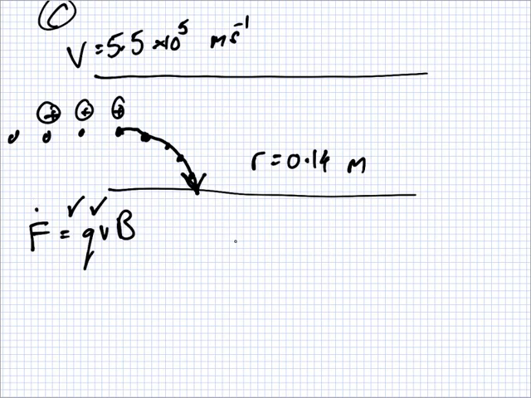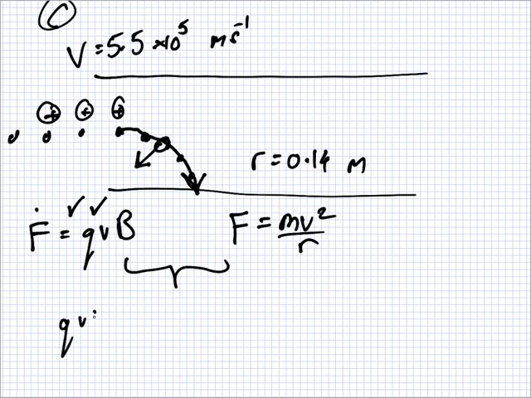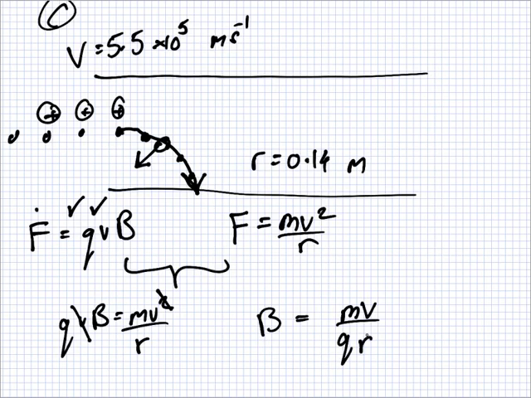What formula could I use to get the F? Not omega squared R. Close though. MV squared over R, because it's moving in a circle. If I put these together, I get QVB equals MV squared over R. V cancels V, and I get B equals MV over QR.